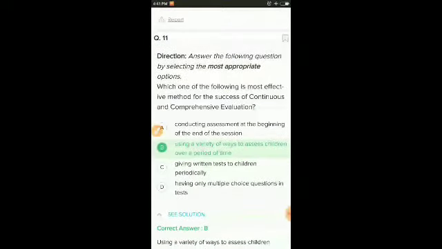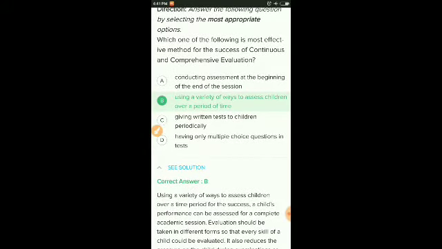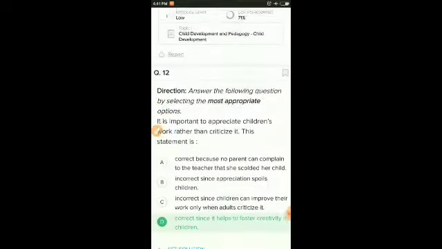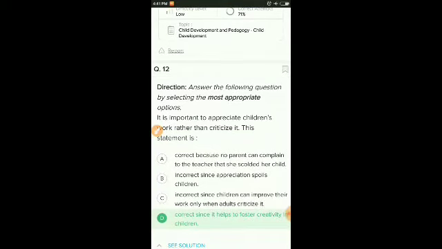Then question number 11. Which one of the following is the most effective method for the success of continuous and comprehensive evaluation? So continuous and comprehensive evaluation will succeed when using a variety of ways to assess children over a period of time. So when there will be a variety of ways to assess the children over a period of time, then only continuous and comprehensive evaluation strategies will succeed. Okay, when there will be variety of ways of assessing the students.